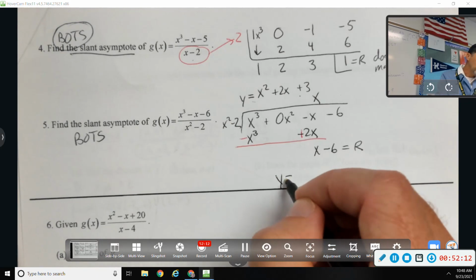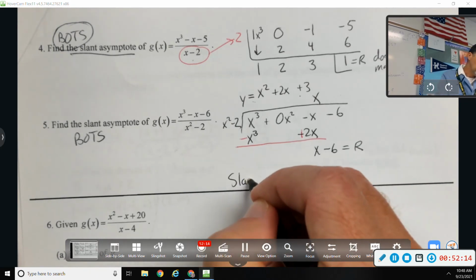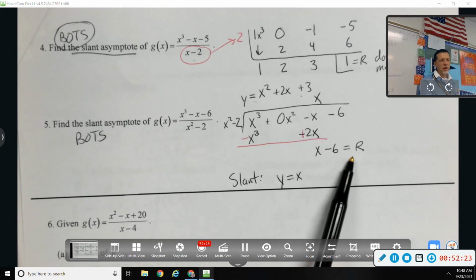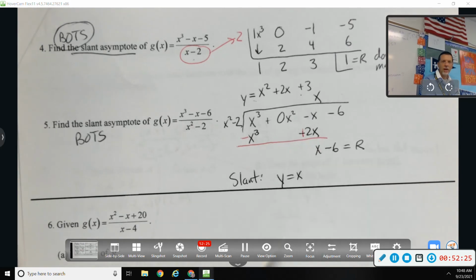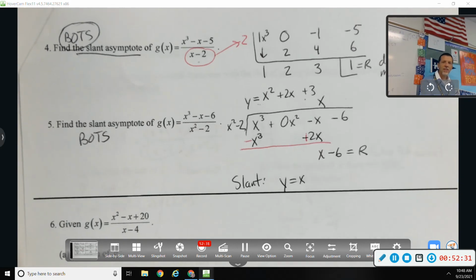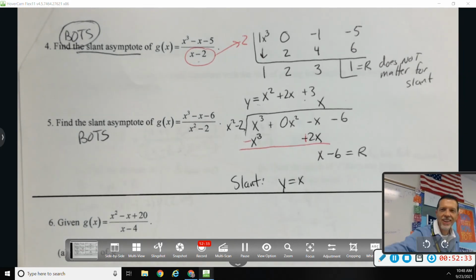It would be like 1 over x. But then that's what the remainder is, 1 over. But we don't need the remainder, so just y equals x is our slant asymptote. What does it say up there behind where the camera is? Oh, behind my face there? The remainder doesn't matter for slant. When you get to the remainder, discard. You don't need it. Throw it out.